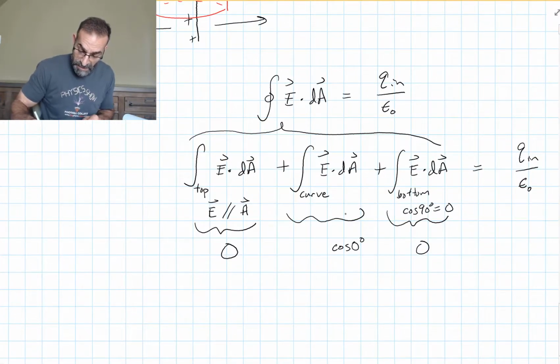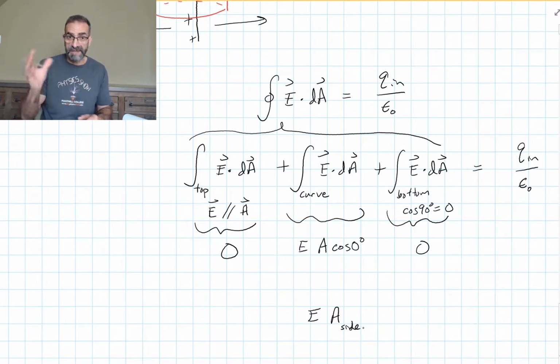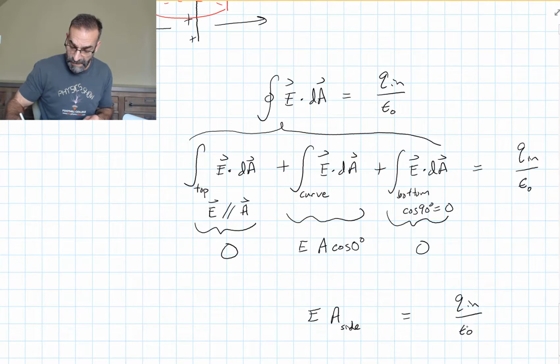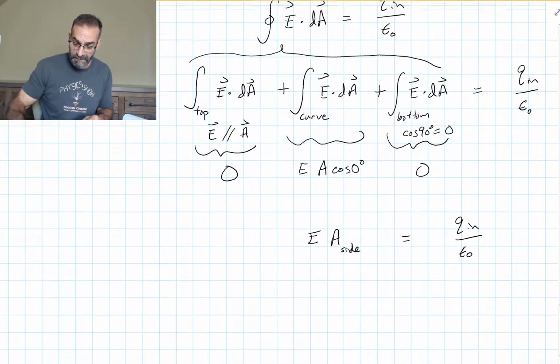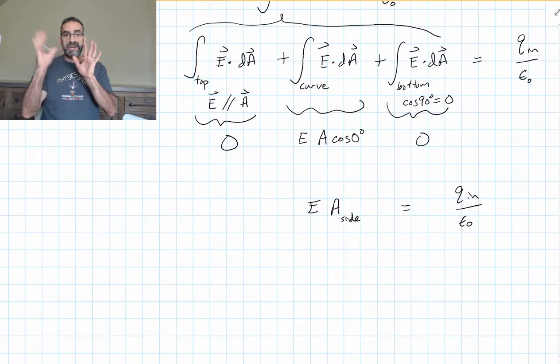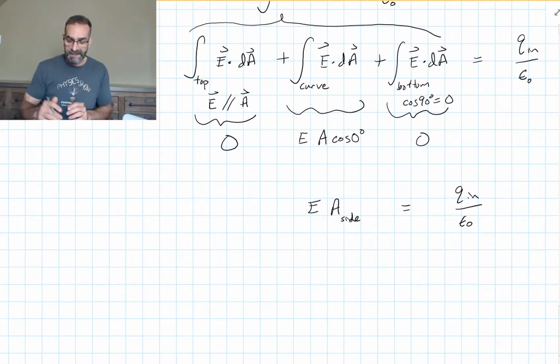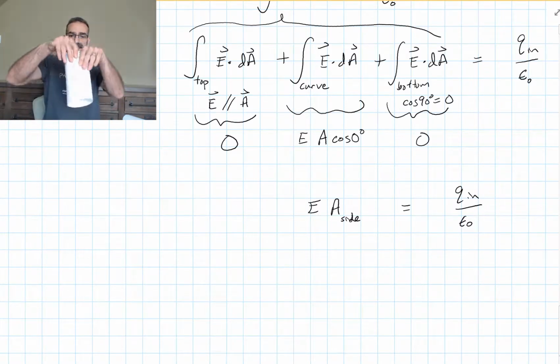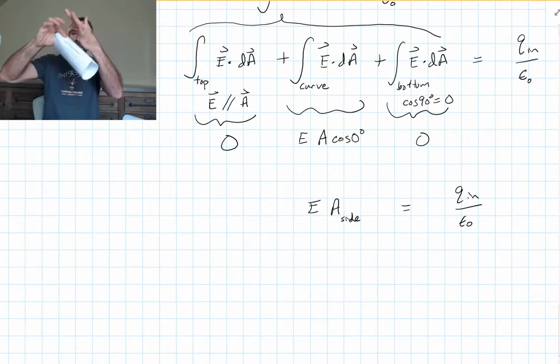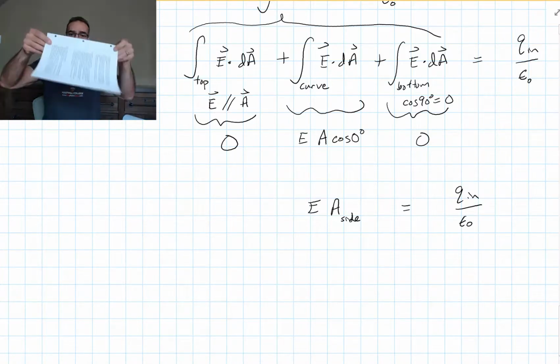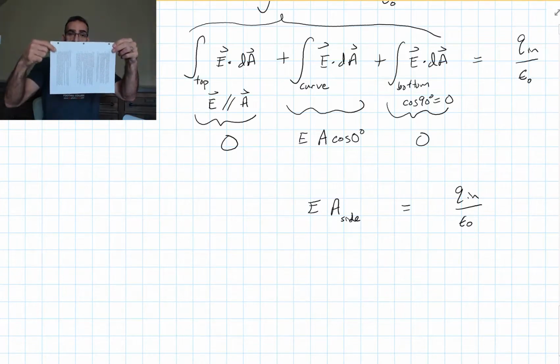And my electric field is constant. And that just leaves me with the integral of dA, which is just the area. And so this is just E times the area of the side, the curved side of the cylinder, equals Q in over epsilon naught. And what is the area of the curved side of a cylinder? If we have a cylinder like this, and we cut it down the side and open it up, then this is the area of that cylinder.